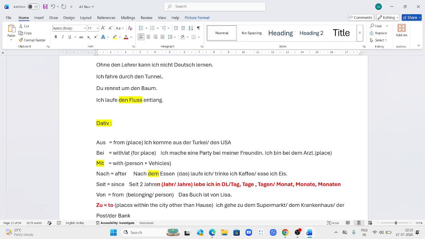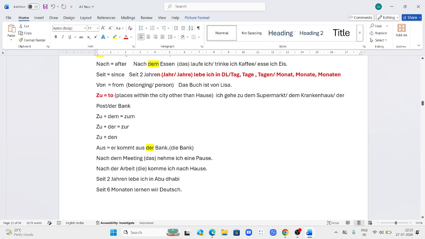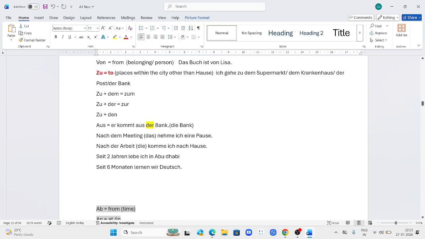Von, next one. Von is for belonging. This book belongs to Wafa. Wafa is the lady's name. How will you say? Das Buch gehört... Gehört is actually right, but you have not learnt it. So I will just remove this and say: Das Buch ist von Wafa. That's it.